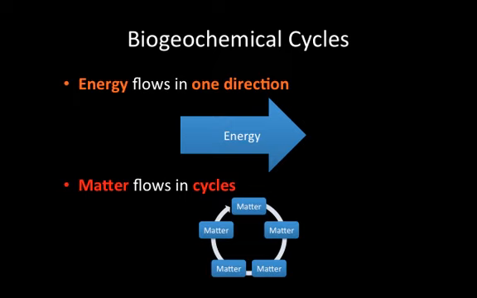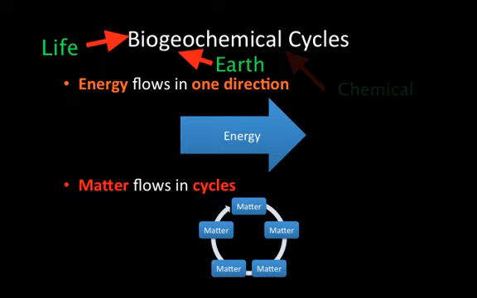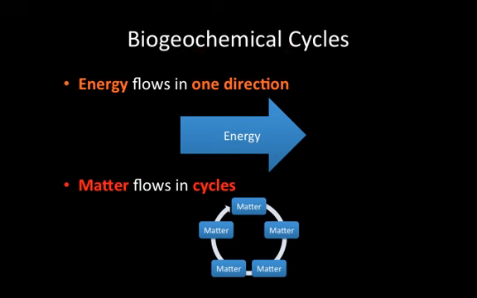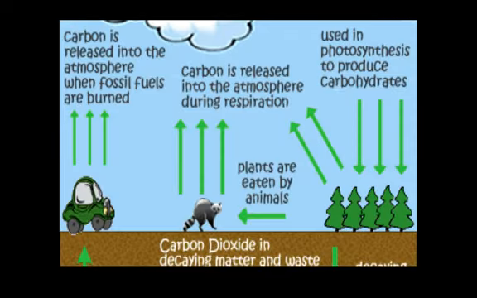And we refer to these as biogeochemical cycles. Bio meaning life, geo referring to the earth, and chemical referring to chemicals. So these are cycles of chemicals that occur between things that are living and the earth. One example of which is the carbon cycle.